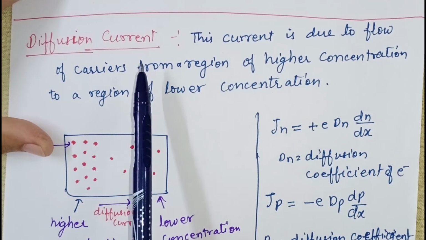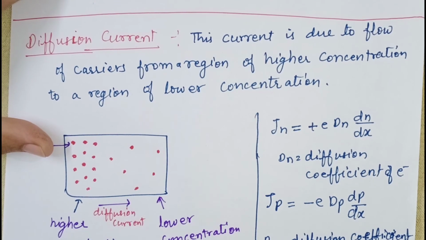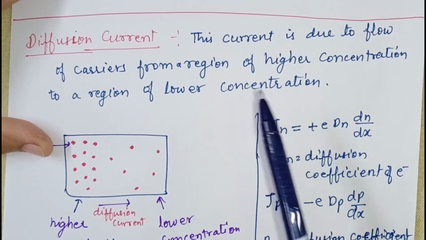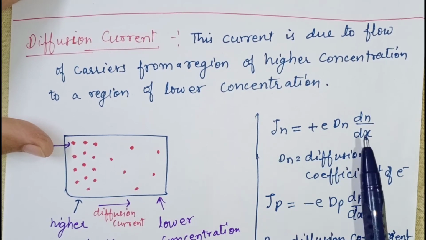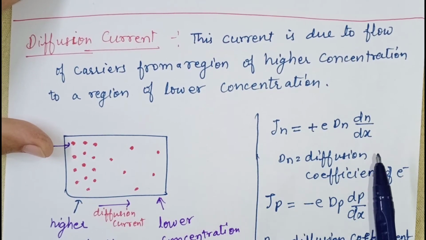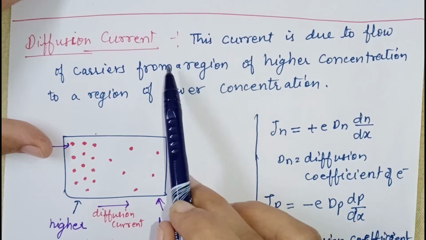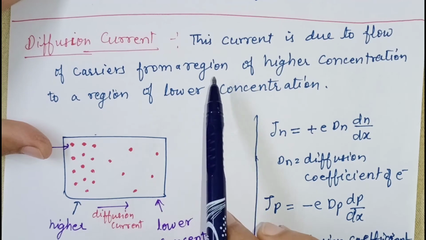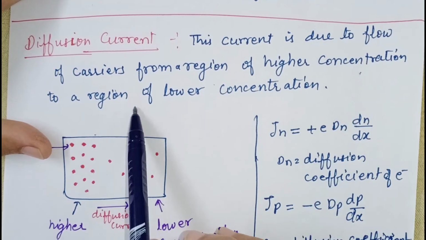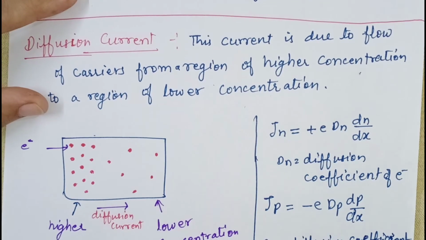Now we will study diffusion current. What is diffusion? Diffusion is the movement of anything or movement of particles from a region of higher concentration to the region of lower concentration. So we can define this current is due to the flow of carriers from a region of higher concentration to a region of lower concentration.